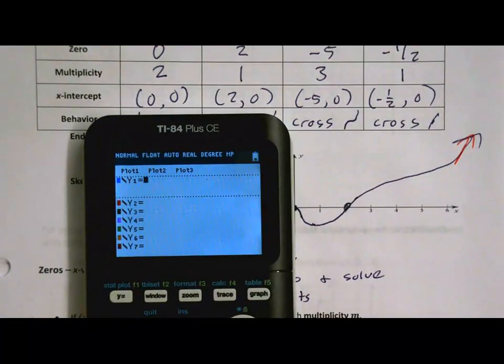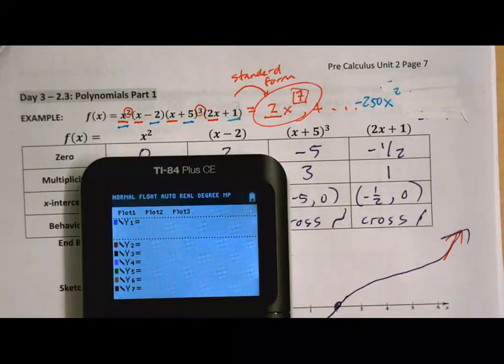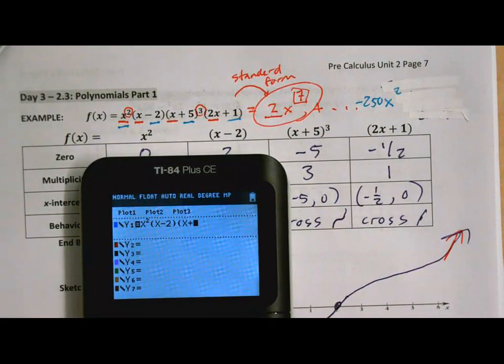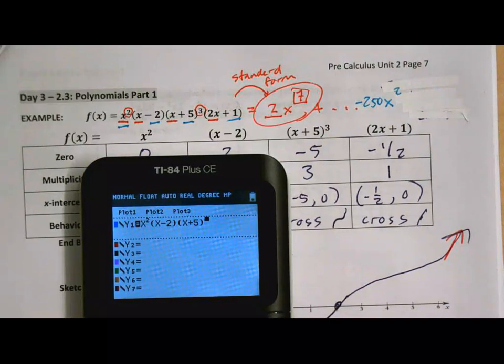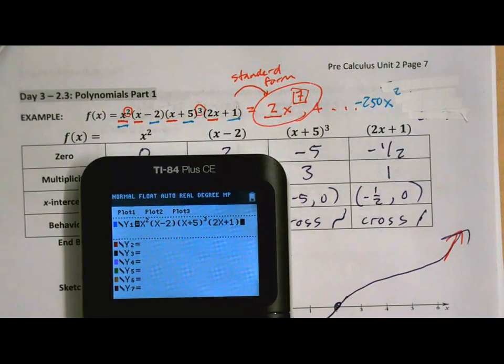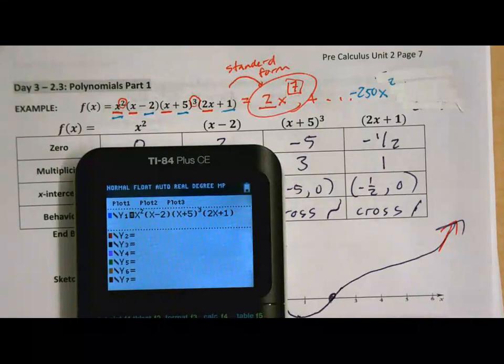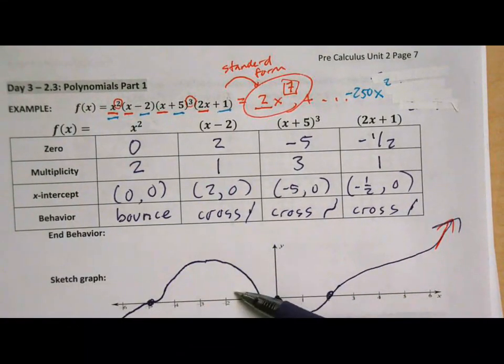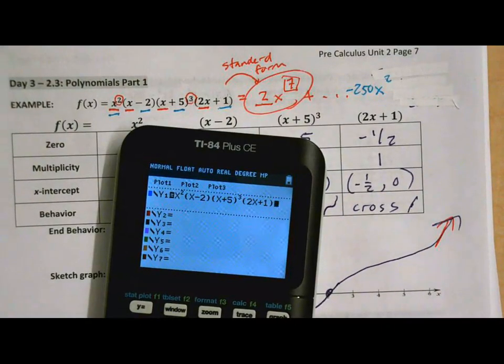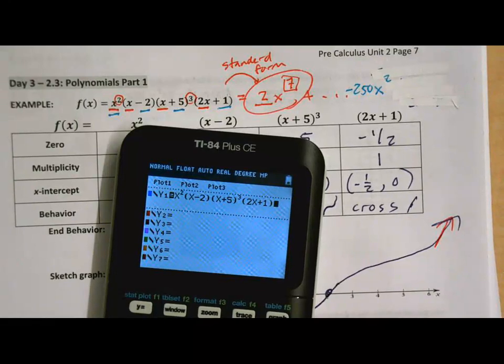All right, let's see here. I'm going to just type in the version that we got: x squared, x minus 2, x plus 5 to the third, and 2x plus 1. Now, I've graphed enough of these things that I'm guessing it's probably going to look like a bunch of vertical lines. Is that what you guys are seeing when you graphed yours?